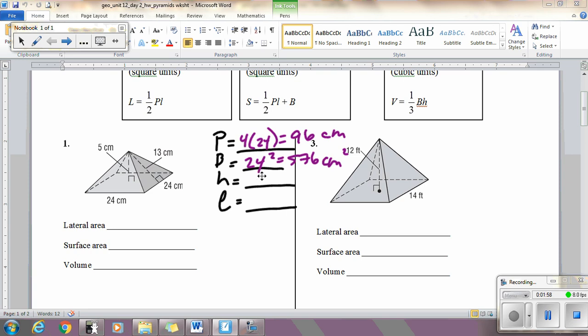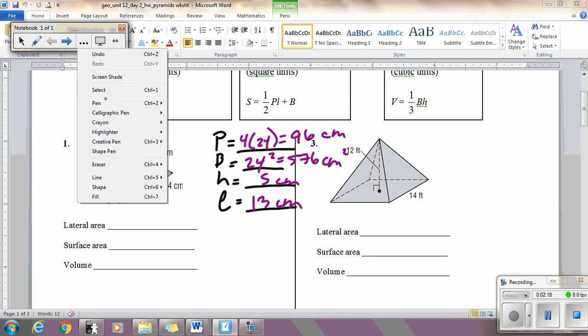The 3D height comes from the center of the base to the vertex, and that is represented by 5 centimeters. The slant height comes from the vertex down the center of a face with an F, and that is represented by 13 centimeters.